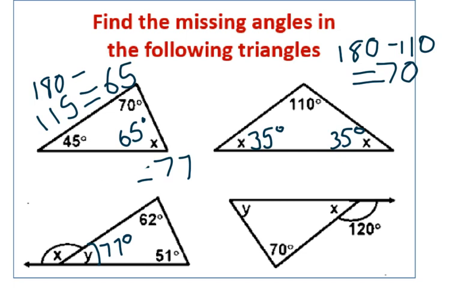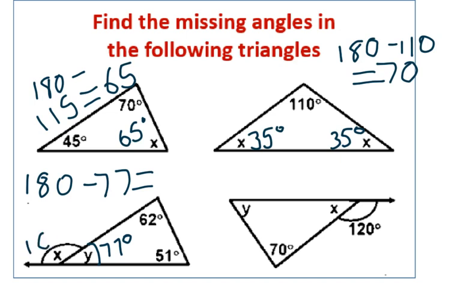Now I know that X is 180 minus 77, because this is also 180 degrees here. So if I take away 180, take away 77, well, the 100 I'm going to keep this time. So I'm going to do 80 take away 77, which leaves me with 3. 103. Have you noticed anything?